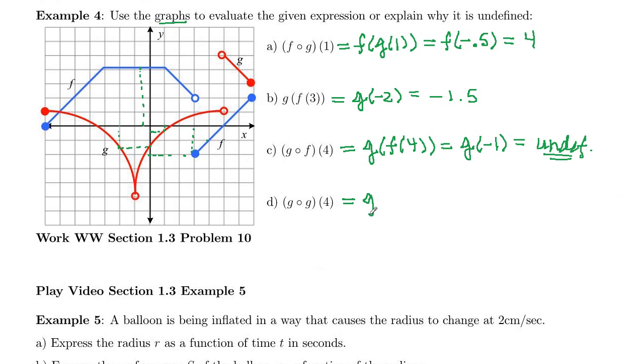g of 4. So g circle g. So that's g, plug in g of 4. So start at x equal 4: 1, 2, 3, 4. Go up to the function g and over. So we are pretty close to 1, probably 0.9. So this is g, plug in 0.9 approximately.